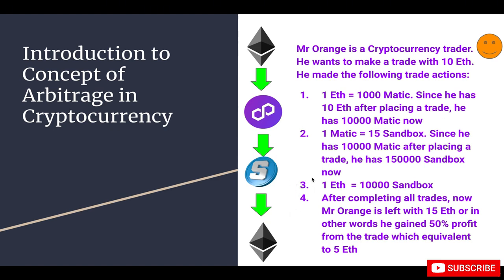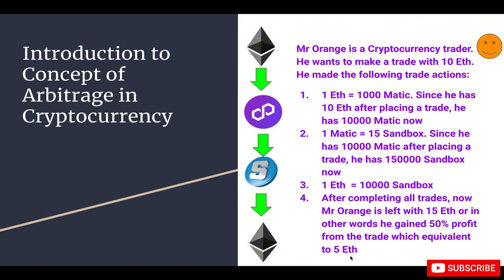Okay, so now he's going to place his third trade, and he checks it. One Ethereum is equivalent to 10,000 Sandbox. Now he wants to convert all his Sandbox assets back to Ethereum. He actually wants to keep Ethereum because Ethereum is more stable, maybe, or maybe Ethereum is just one of his favorite cryptocurrency assets that he wants to hold for the long term. So after completing all trades, now Mr. Orange is left with 15 Ethereum, or in other words, he gained 50% profit from the trade, which is equivalent to 5 Ethereum. Wait a minute.